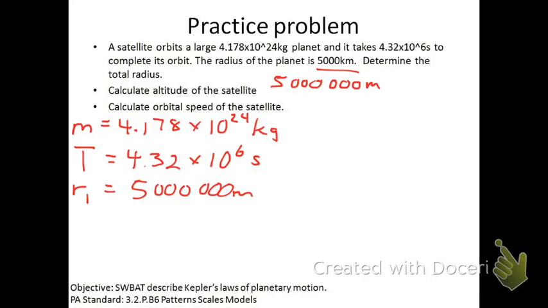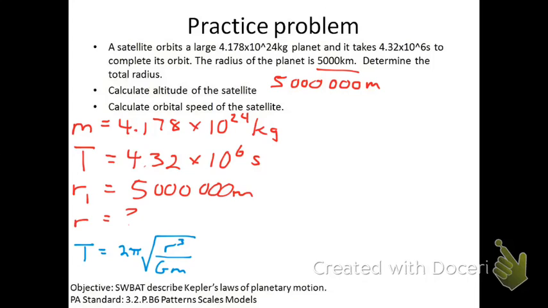So now we need the total radius, which for us is going to be regular r. And that's our first task. Sticking to Kepler's third law, he said the period is equal to 2 pi times the square root of r cubed over the gravitational constant times mass. And we know enough of these quantities to solve for r.